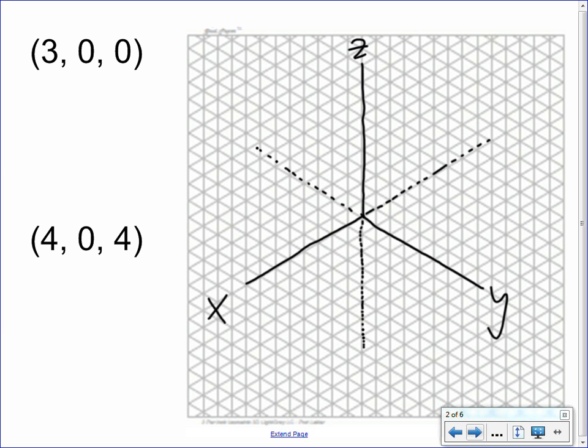Our first one's simple though. (3, 0, 0). 3 is which coordinate? x. So along our x-axis, we're going to move forward 3. I'm making these tick marks so you can see. You don't need to make those tick marks. They're there for you. And then y and z are 0, so there's our coordinate. This coordinate lies in 2 different planes. Who can name one of the planes it lies in? It lies in the xy plane, and it lies in the xz plane. Any questions about that? We always go in alphabetical order.